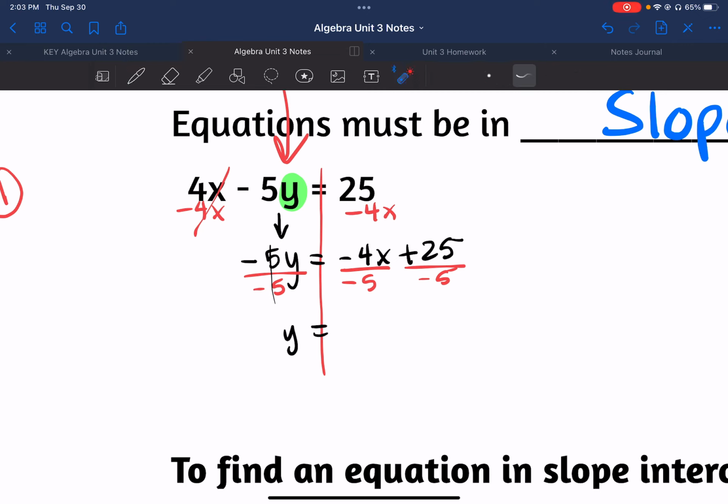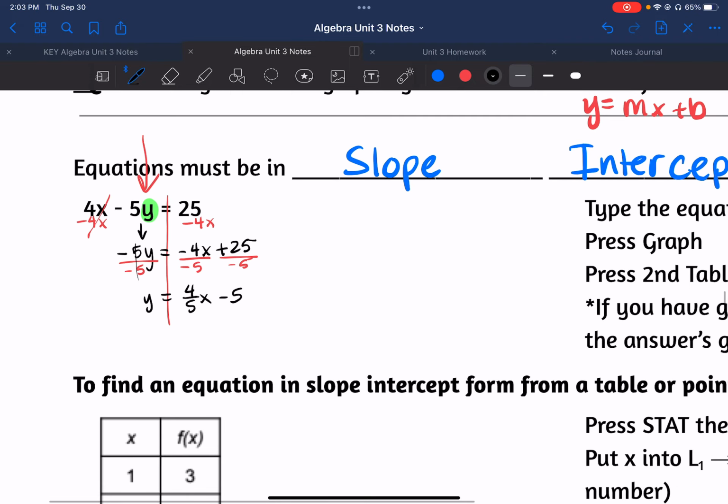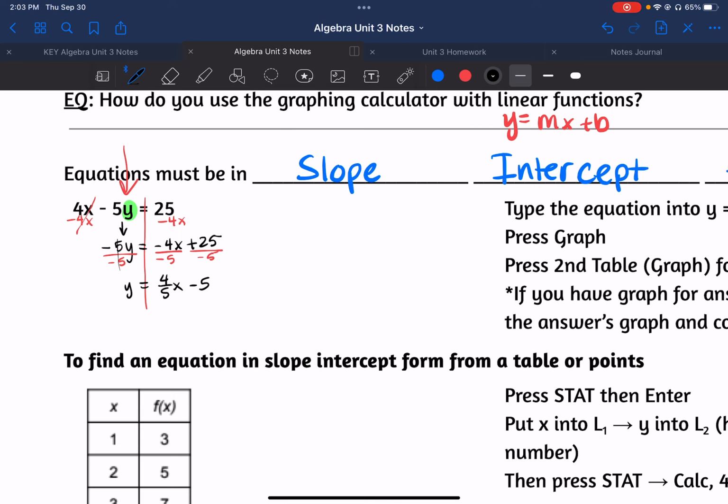And let's look at this. Because 4 over 5 doesn't simplify, you can't reduce it any smaller, let's just leave it as a fraction. And we know the two negatives make it a positive, so I'm just going to write 4 over 5x. And what is positive 25 divided by negative 5? Well, that's a negative 5. Bam. That's it. That was step number 1. We just need to take this standard form and make it into y equals mx plus b form. The next step is to graph it in your calculator.